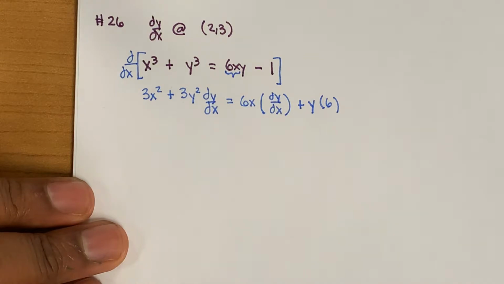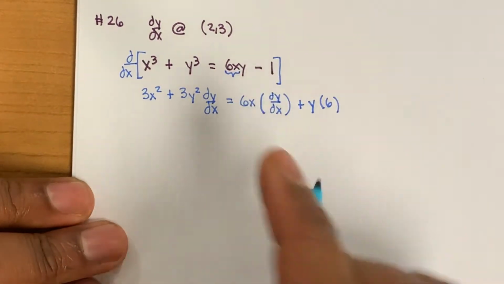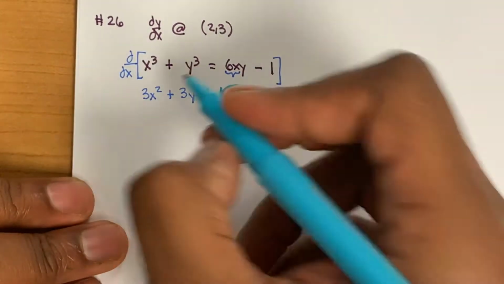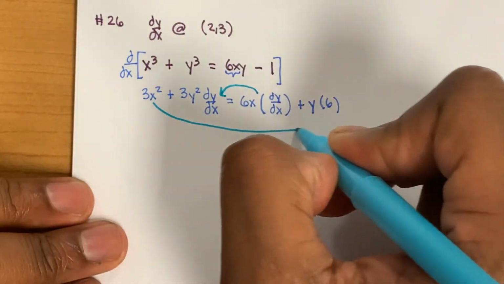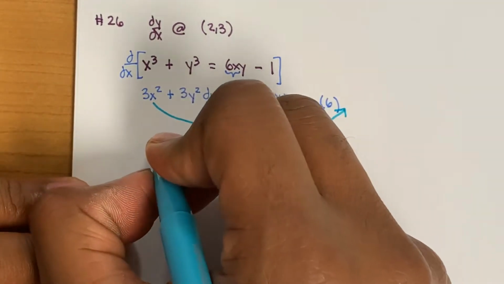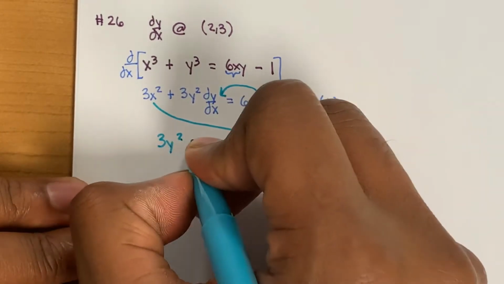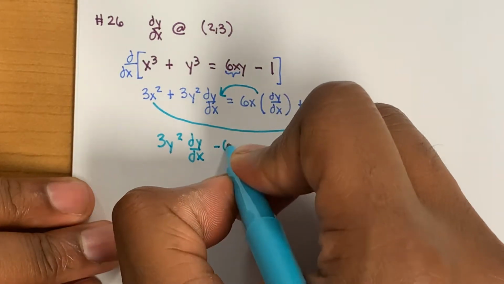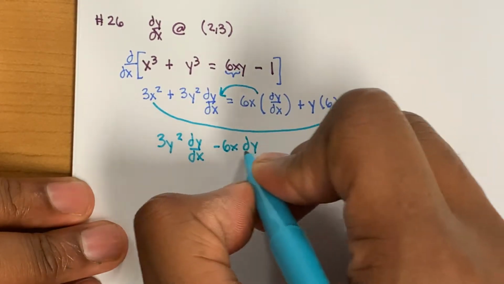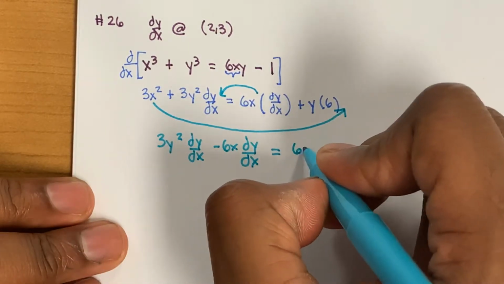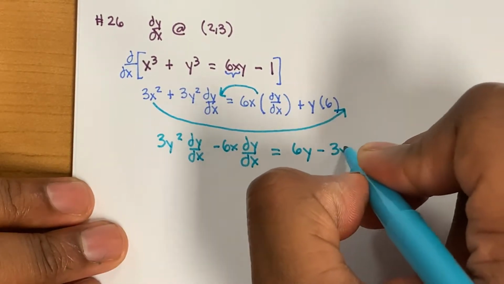So again, we group our dy over dx's, and that would give us, so let's do two things at once. This is going to move to this side, and the 3x squared is going to move over to that side. So we would get 3y squared dy over dx minus 6x dy over dx equals 6y minus 3x squared.